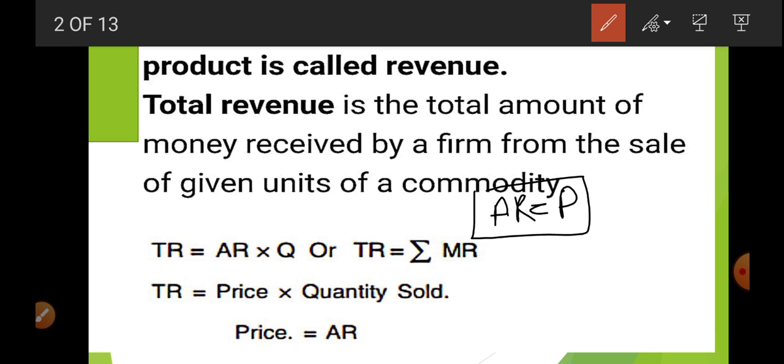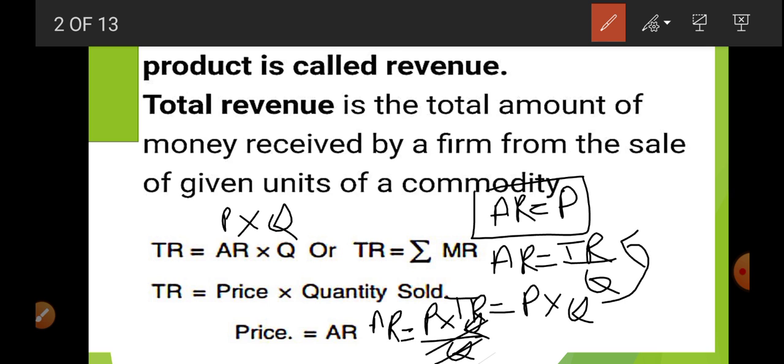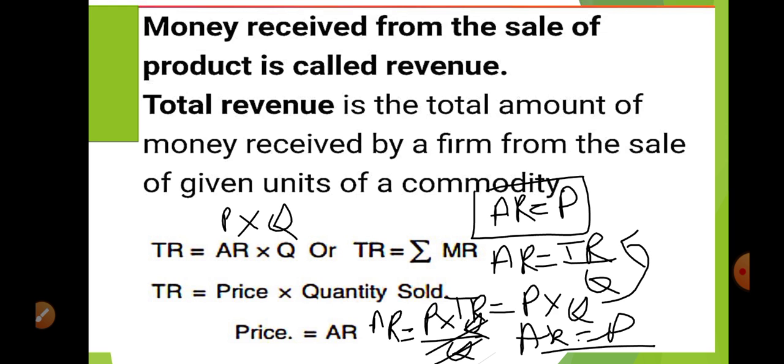So we know that AR is equal to TR upon Q. Okay, and TR is equal to what? P multiply Q. Okay, TR is equal to P multiply Q. So when we are going to put this equation in the first one, so what we can write? AR is equal to P multiply Q upon Q. So Q is going to be cancelled. In this way we are able to get AR is equal to P. So this is the way we can write average revenue means price. Okay, so that is written here.